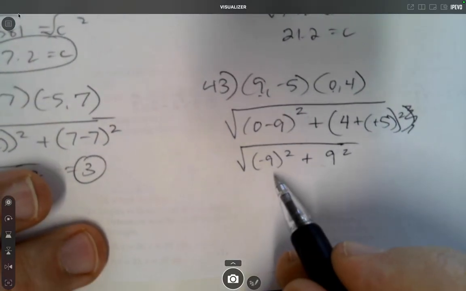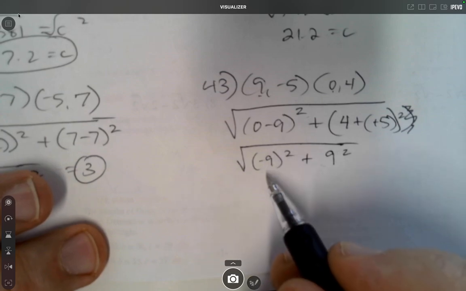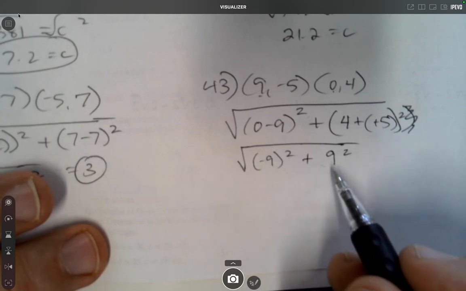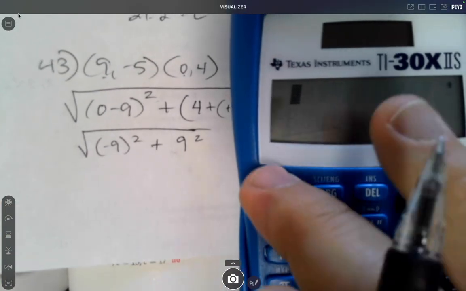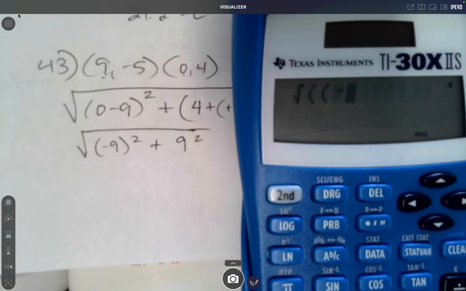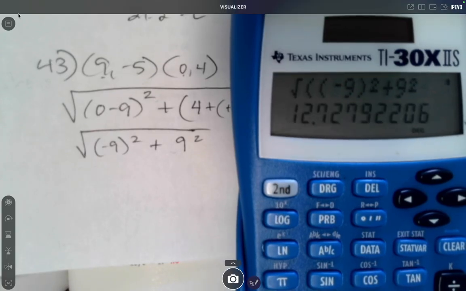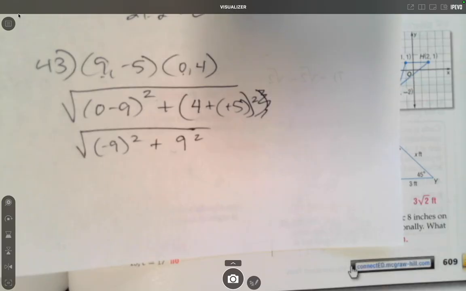So again, on the negatives, you have to put parentheses around them. On the positive, it's okay if you do, it's okay if you don't. But on the negative, you have to put parentheses around it. So we get the square root, parenthesis, -9, close the parenthesis squared, plus 9 squared. And I get 12.7.